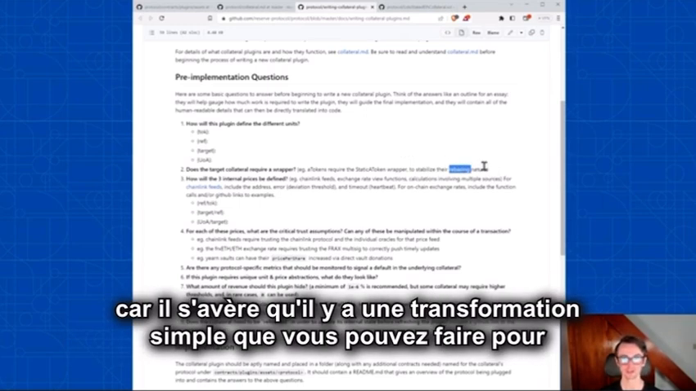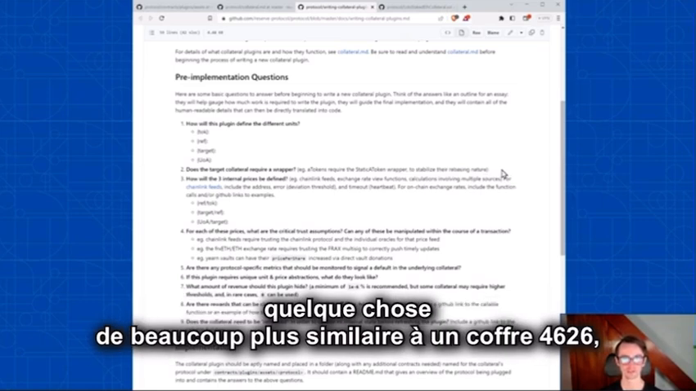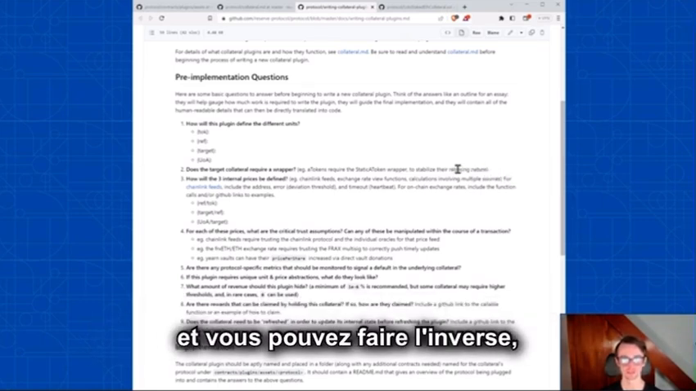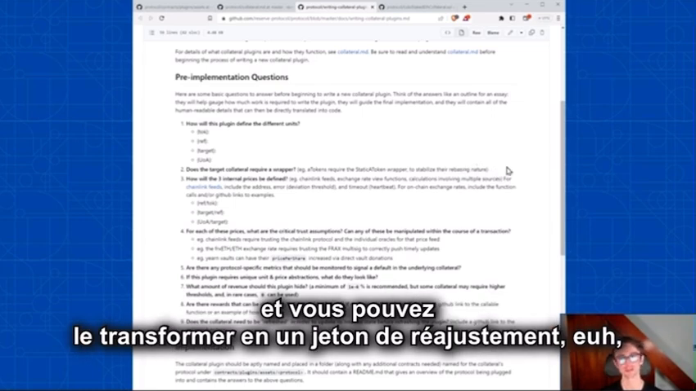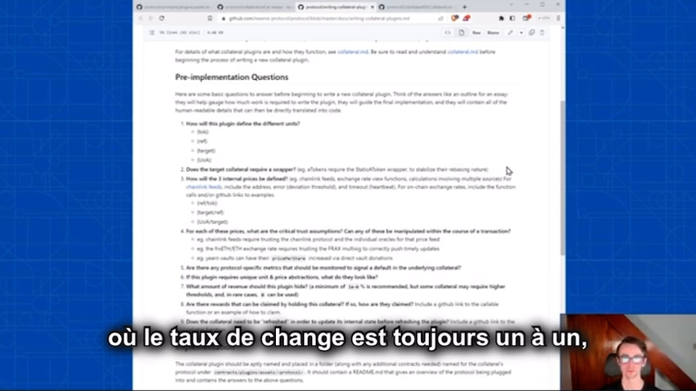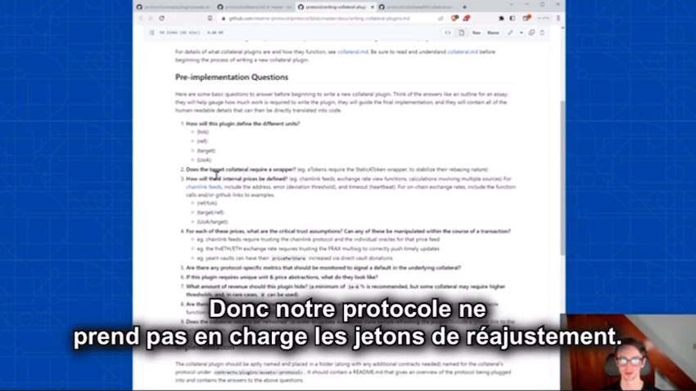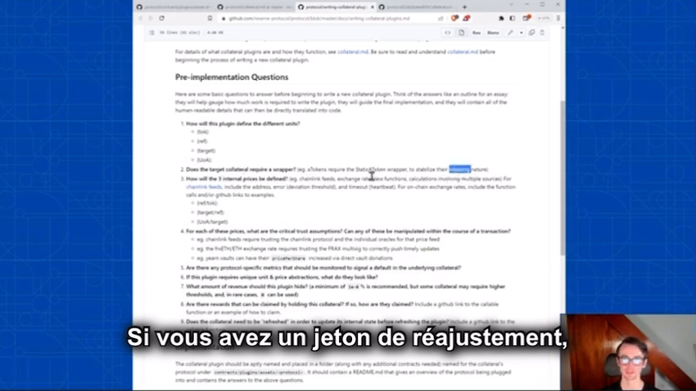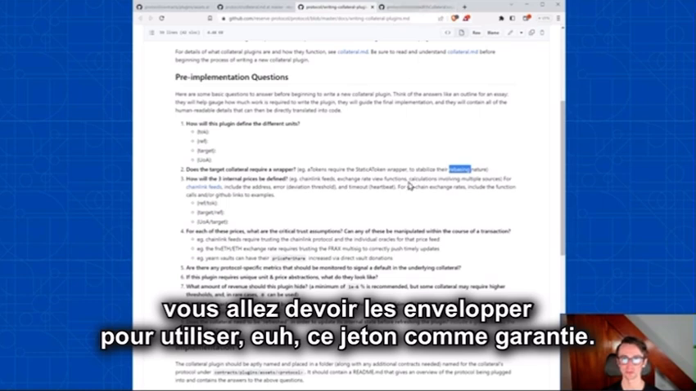Now, that's okay because it turns out there is a straightforward transformation you can do to go from a rebasing token to an appreciating exchange rate token, something much more similar to a 4626 vault. And you can go the other way. You can take something that is an appreciating exchange rate and turn it into a rebasing token where the exchange rate is always 1-to-1, but the balances are increasing or decreasing over time. So our protocol does not support rebasing tokens. If you have a rebasing token, such as in the case of Aave aTokens from Aave v2, you're going to need to wrap them in order to use that token as collateral.